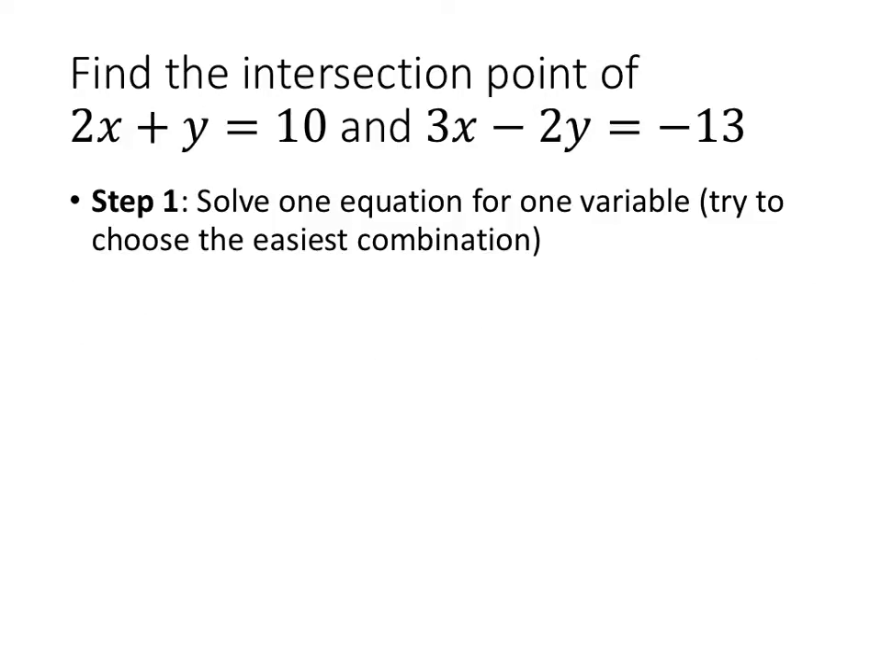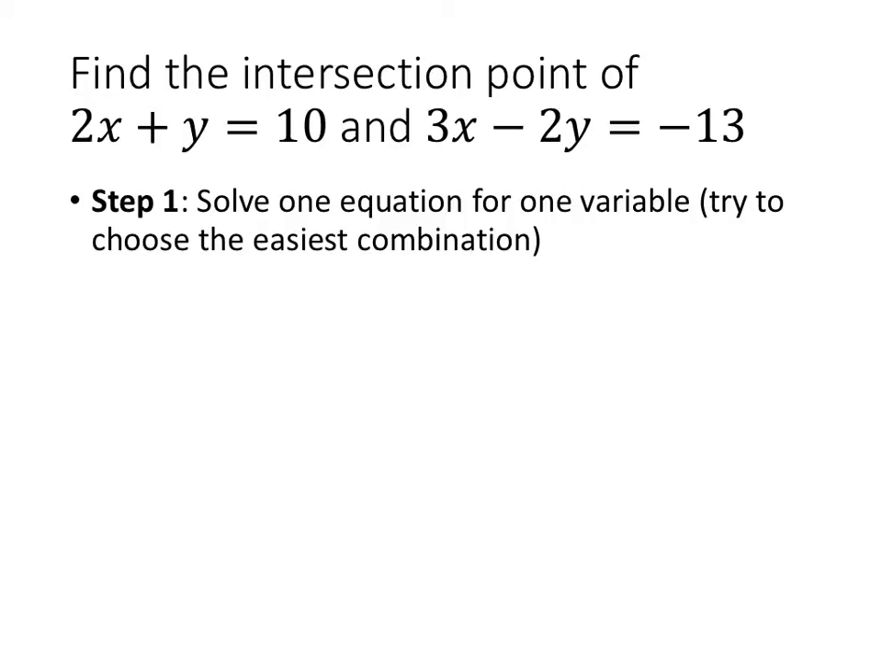So here we have two equations in general form, 2x plus y equals 10 and 3x minus 2y equals negative 13. So the first step is to solve one of these equations for one of the variables. And the hint here is to try to choose the easiest combination of equation and variable. Try to find the one that makes you do the fewest arithmetic operations to get that variable by itself.